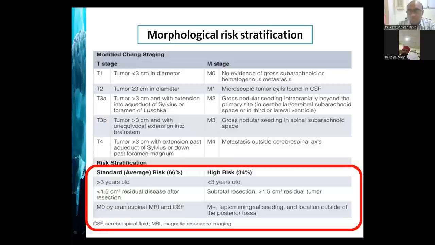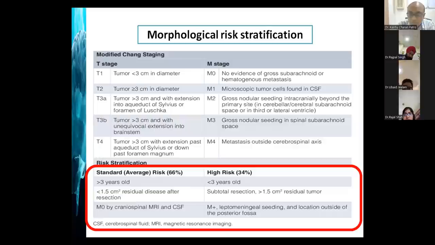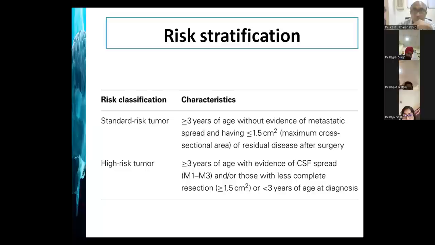The modified Chang staging is the most useful staging, and it is divided into standard risk and high risk. Standard risk is mostly more than 3 years old, less than 1.5 centimeter residual disease, and no craniospinal spread. The high risk category is less than 3 years old, subtotal resection, and more than 1.5 centimeter residual tumor. M plus disease is leptomeningeal seeding and location outside the posterior fossa. In risk stratification, again, standard risk is more than 3 years of age with less than 1.5 centimeter residual and no metastatic spread, and high risk is evidence of CSF spread, or less than 3 years of age at diagnosis.